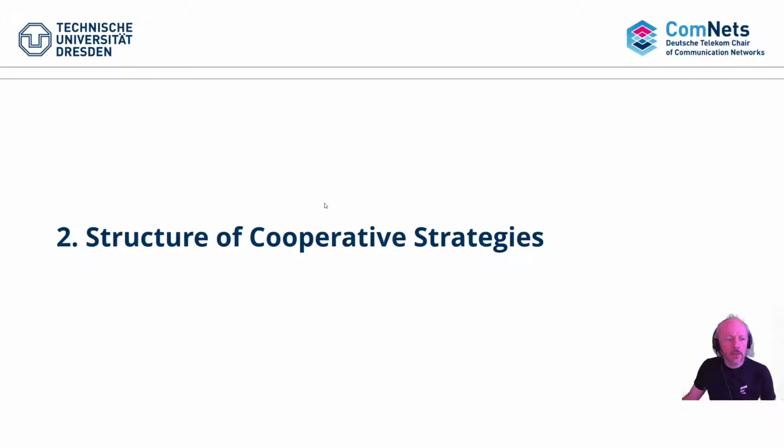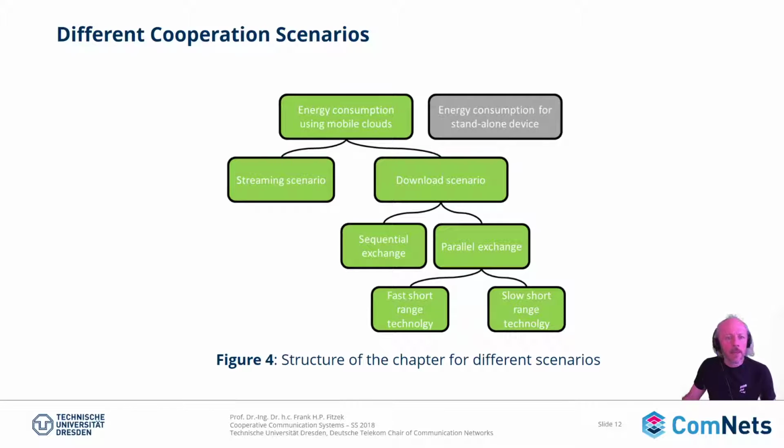So when you have different cooperative strategies, how will they look like? On the one end, we have the energy consumption for a standalone device. This is always our comparison. And then we say, when we have these mobile clouds, the cooperative clusters, we have one way of streaming content, so think about Netflix and others, and to download the content. And if you download, then how do you really do this? This can be done in a strictly sequential exchange, which means we will use the cellular for a short time and then later the short range communication. So sequentially, that means when we use the one, the other will be switched off. And parallel means that we have both air interfaces continuously on.